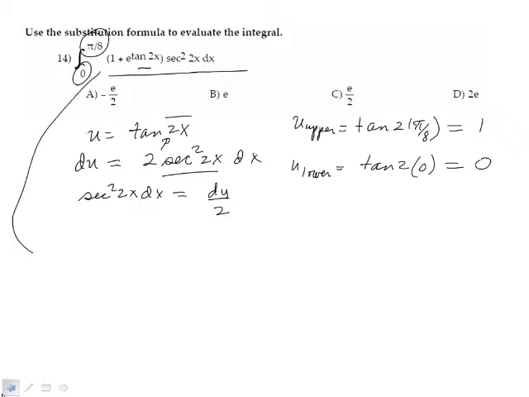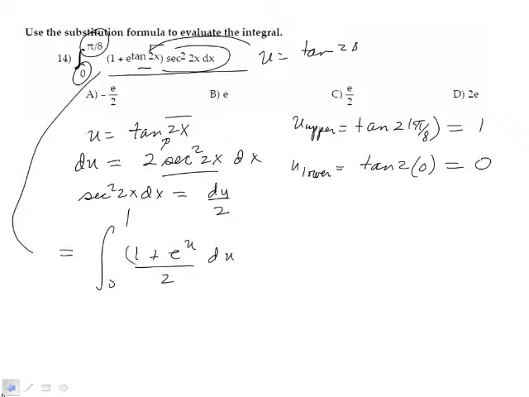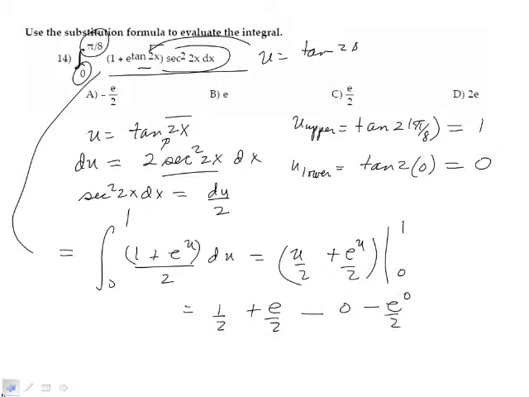So the entire integral becomes the integral from 0 to 1 of 1 plus e to the u. Remember, u is equal to tangent of 2x, so the u goes here. And secant squared of 2x dx was equal to du over 2. So now this is what we have to take the integral of, and this is u over 2 plus e to the u over 2, evaluated between 0 and 1, and this is 1/2 plus e to the 1, which is e over 2, minus 0 minus e to the 0 over 2, which is equal to e over 2, which is answer C.